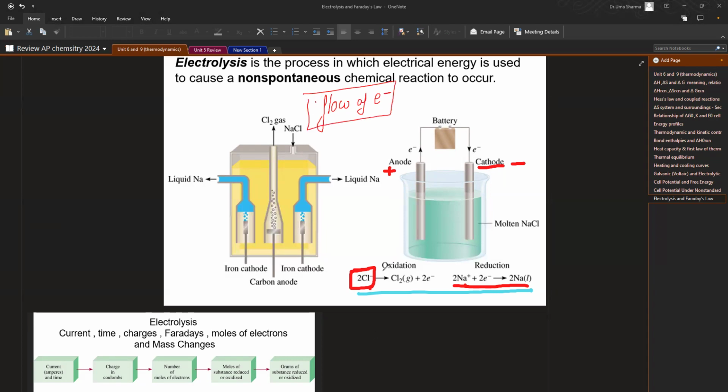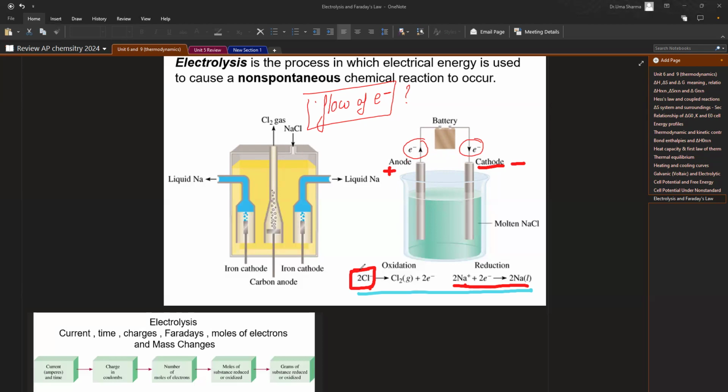Yes. From where to where? It's already marked. Pay attention. Can you see? Now tell me how these electrons are flowing, from anode to cathode or cathode to anode.